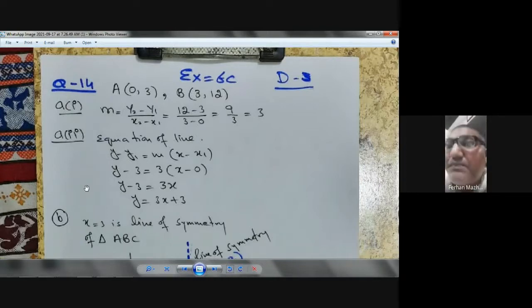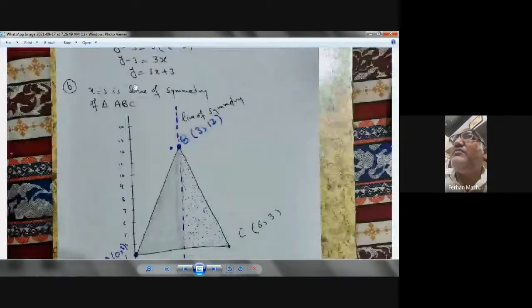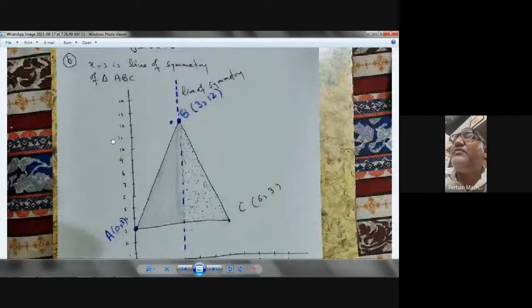Now we have the B part. He says the line x equals 3. This is a very important part. The line x equals 3 is the line of symmetry of the triangle ABC. So find the coordinates of C. So they are talking about some kind of triangle whose name is ABC.